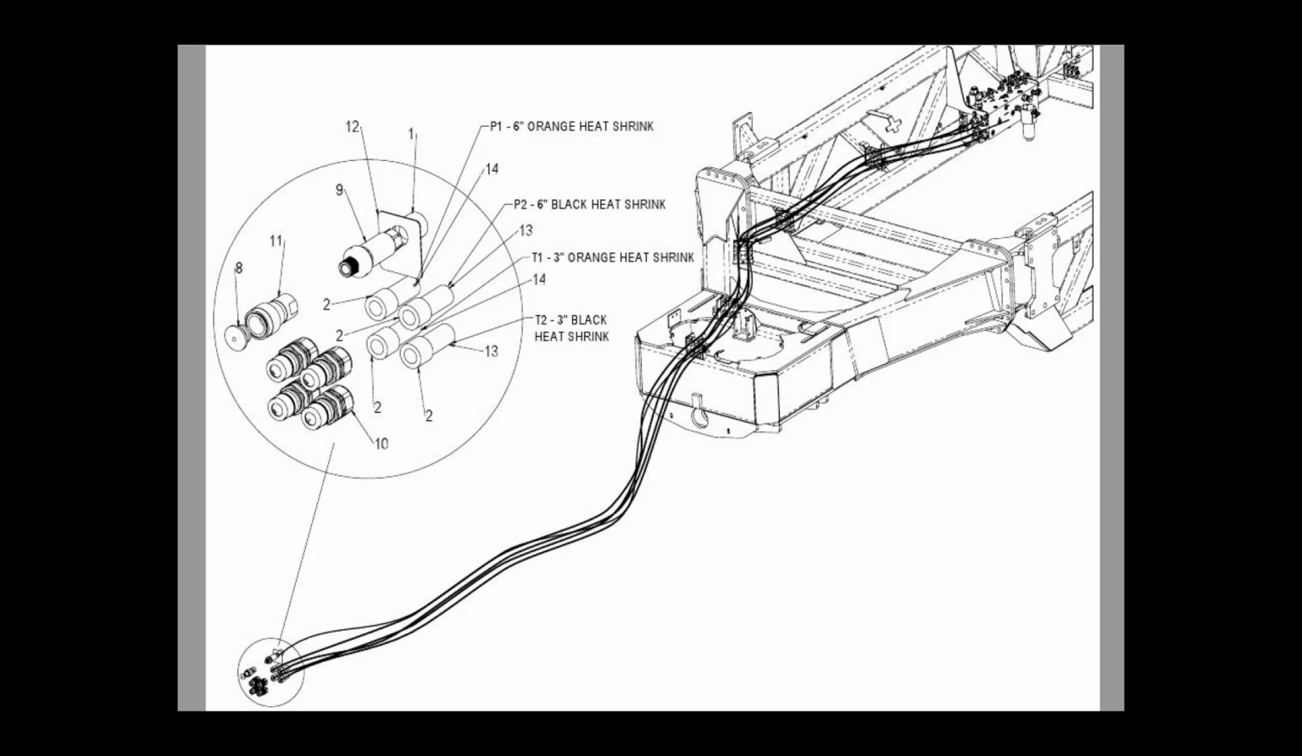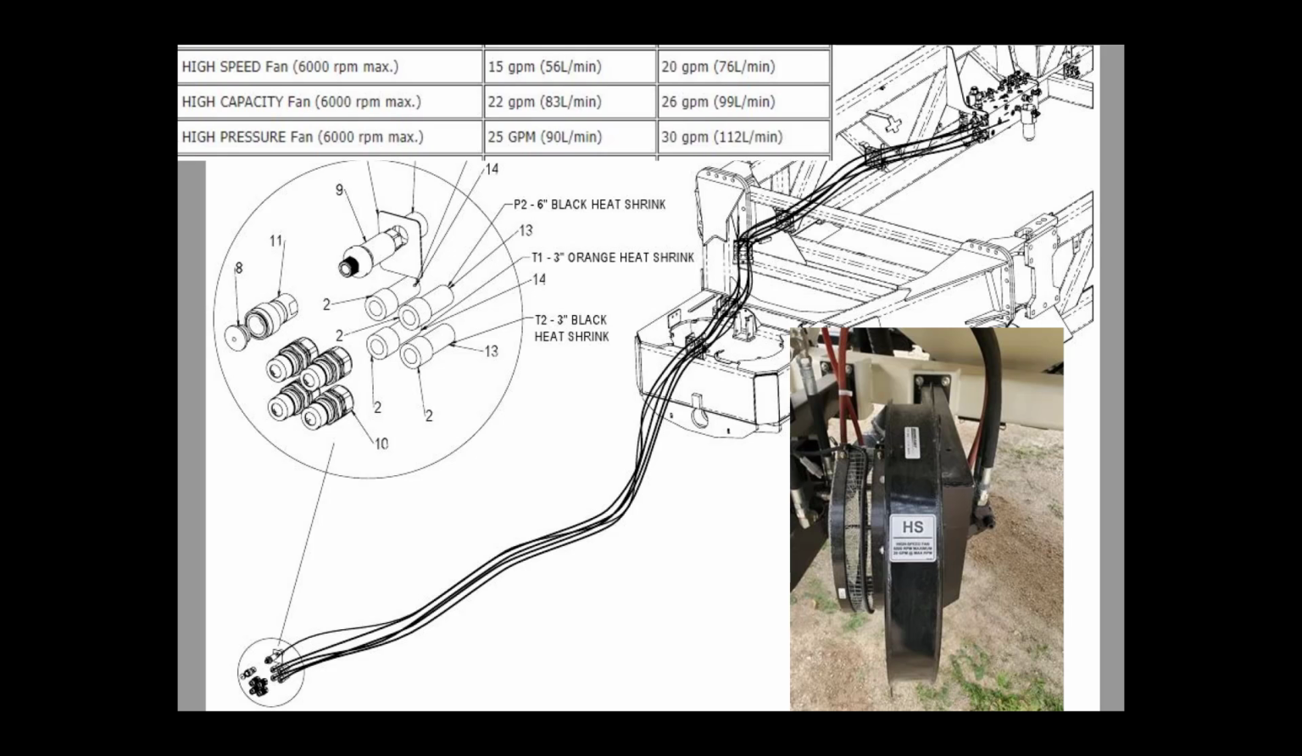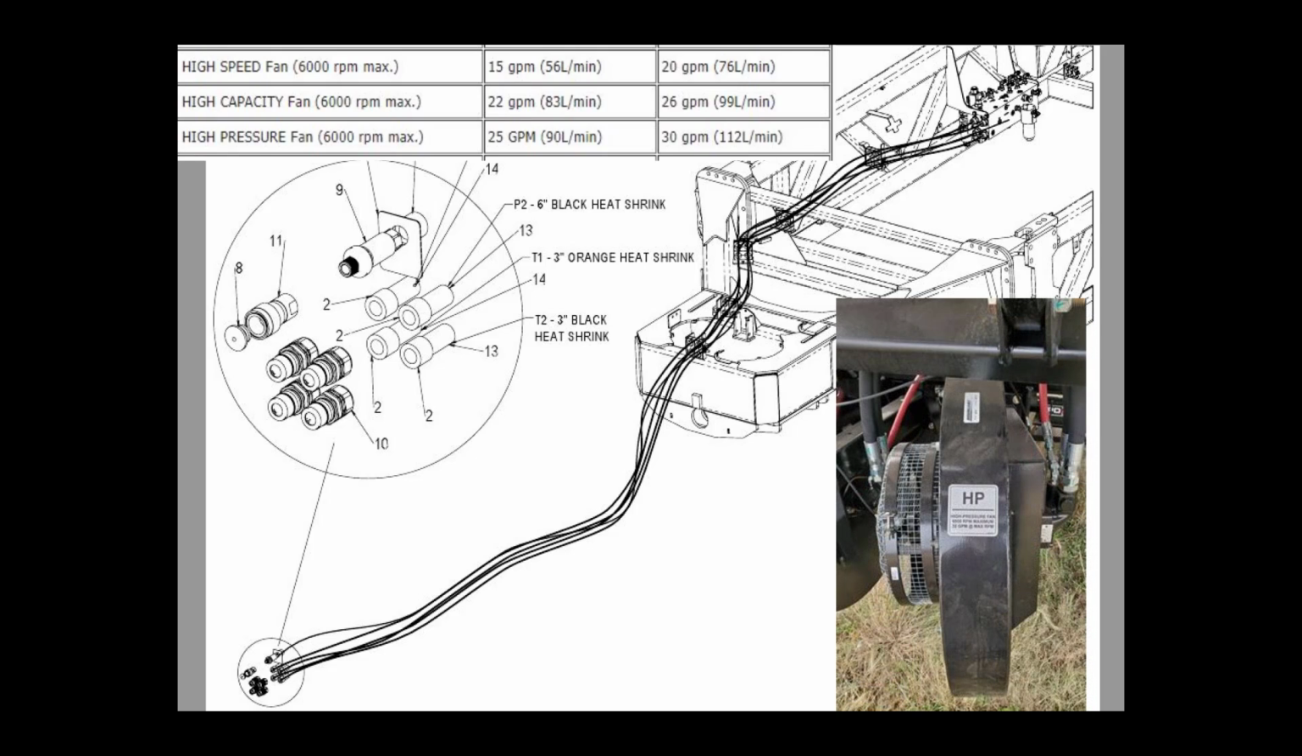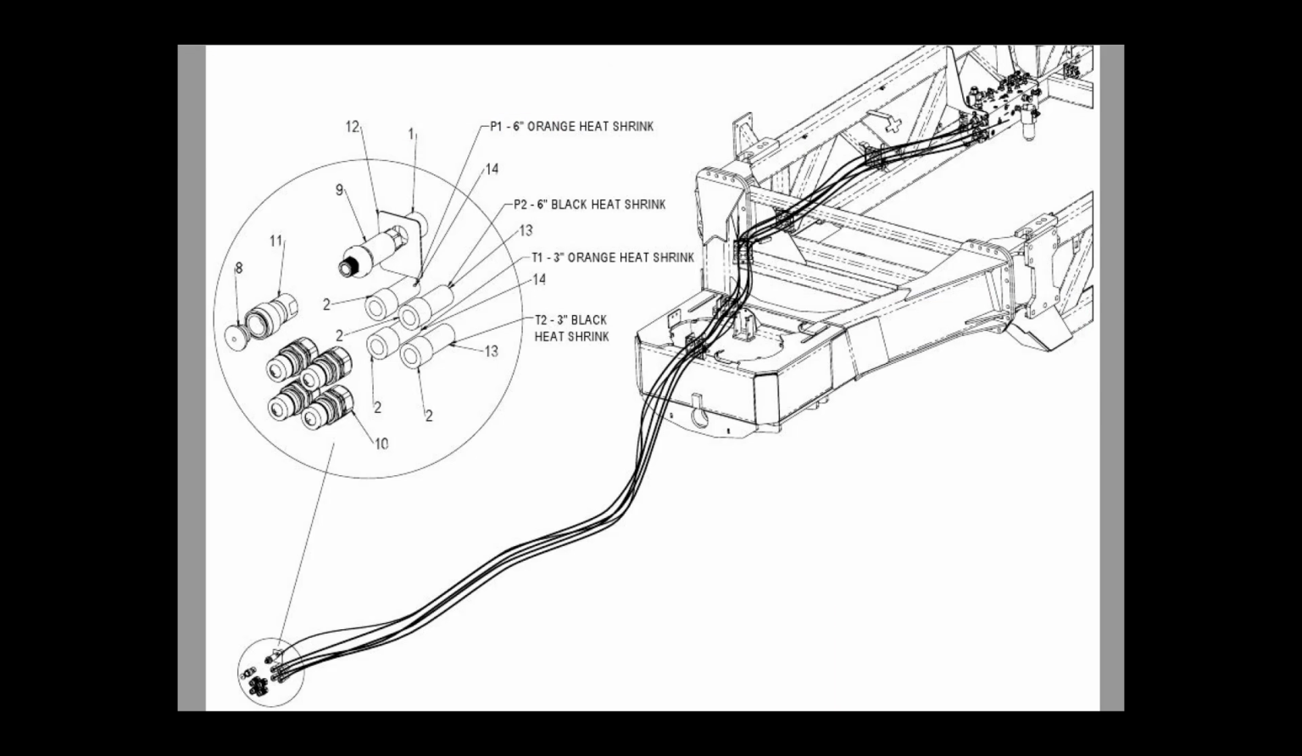of your tractor. So if you have one high speed fan, we recommend 20 gallons a minute. A high cap fan, we recommend 26 gallons per minute. And then the high pressure fan, we recommend 30 gallons per minute. Also in that equation, you have to add the 6 gallons a minute for the metering circuit that gets taken from the fan 1 circuit through the priority valve automatically.